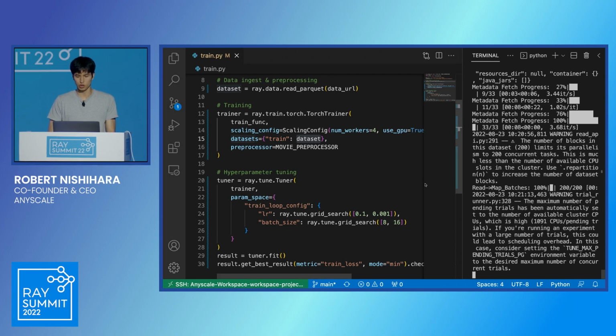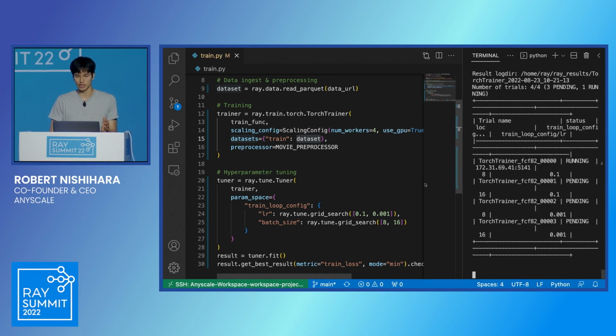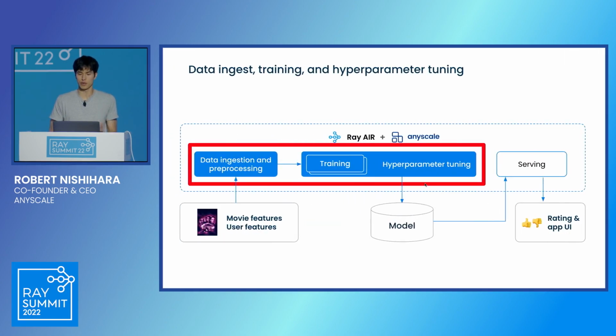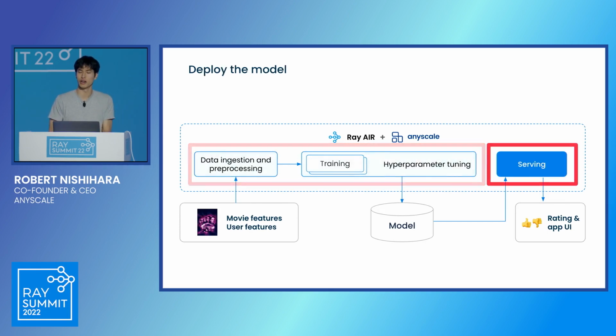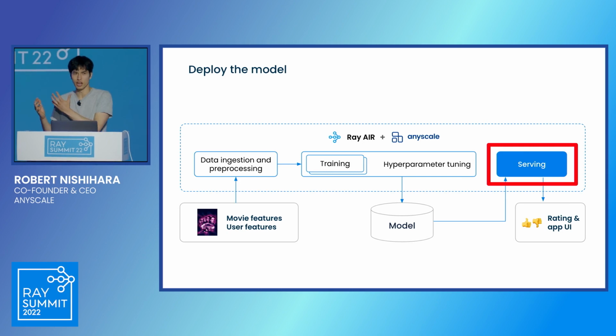Okay, so while that's running, I'm going to show the next part of the application. So we just built everything from data ingest to training to hyperparameter tuning. That's producing this PyTorch model. And the next thing we want to do is take that model and deploy it in production, and then show the actual web application powered by that model.